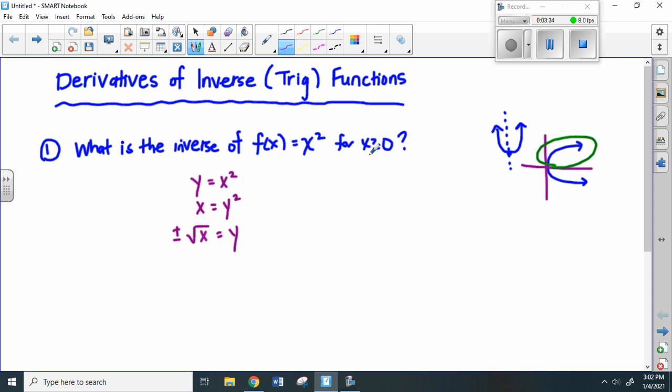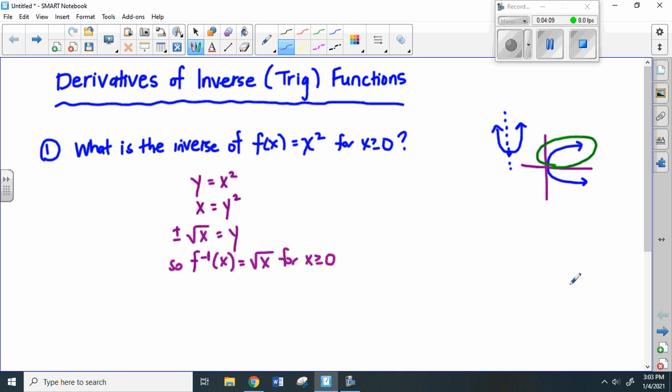But I'm only talking about the x's greater than or equal to 0. So my inverse, this is proper notation, f inverse of x, would just be the positive square root of x for x greater than or equal to 0. So it's just a quick review of how to find an inverse algebraically. You turn it into y equals your function of x, you switch your x and your y, then you solve for y again, and then change the y notation to f inverse of x.